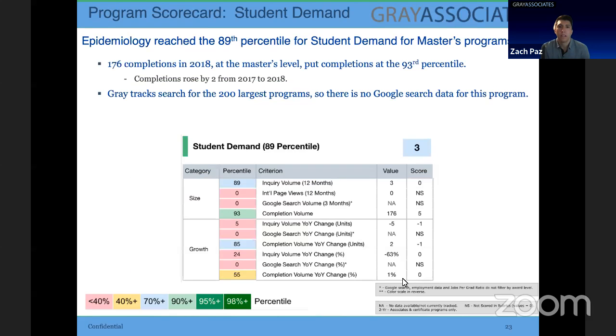Starting with student demand, the first thing to notice is that this is a niche program, in that it's not going to be a very large program. In New York it's 176 completions, which isn't small. Compared to all master's level graduate completions, it's in the 93rd percentile. So it's a small program, but looking at it at the master's level, it's actually pretty large.